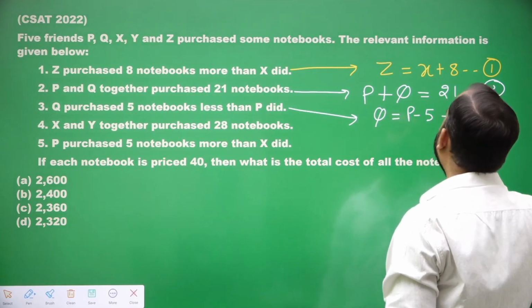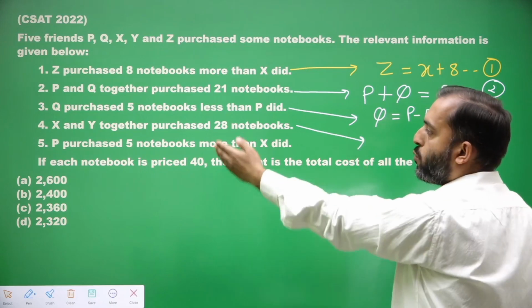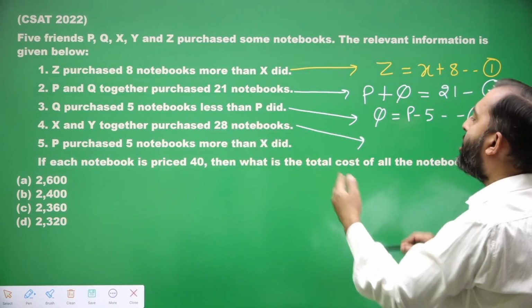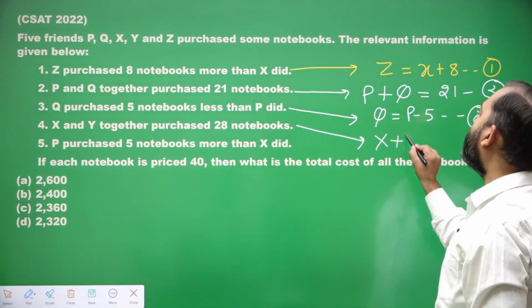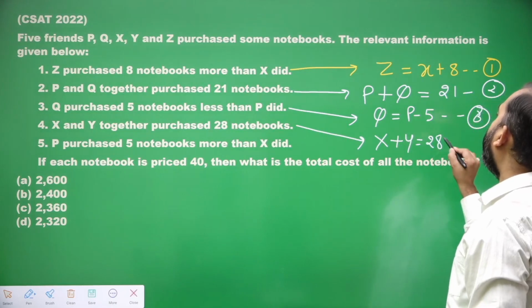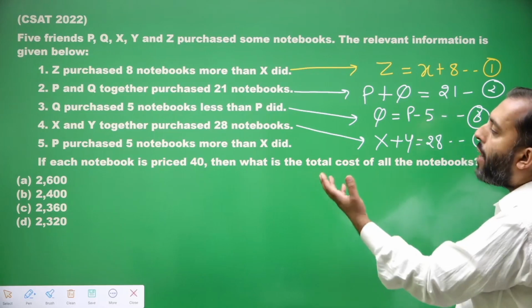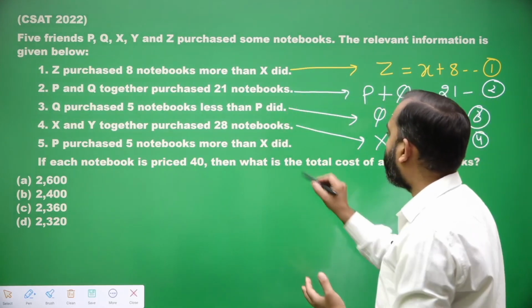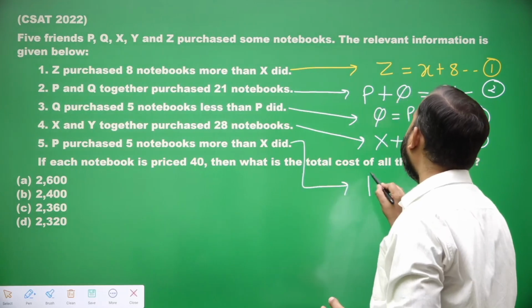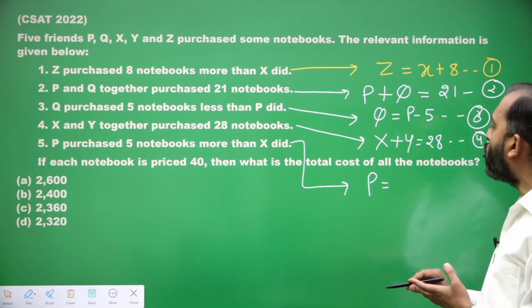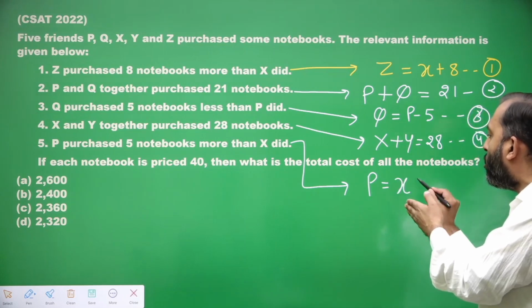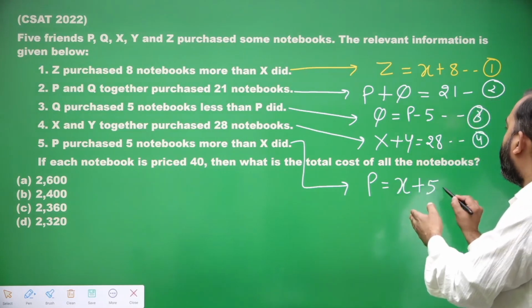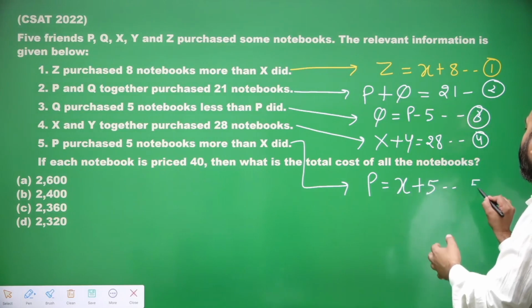Equation number 3. And next one, X and Y together purchased 28 notebooks. So X plus Y should be equal to 28. Equation number 4. And finally, P purchased 5 notebooks more than X. So the number of notebooks with P, that is P, should be equal to X plus 5. Let's say this is our equation number 5.